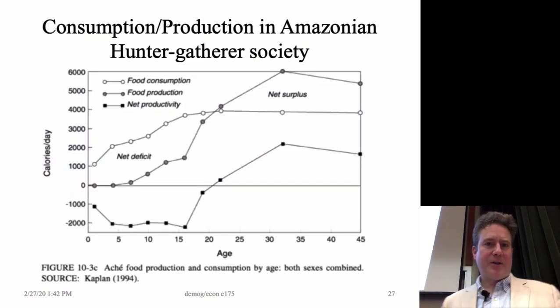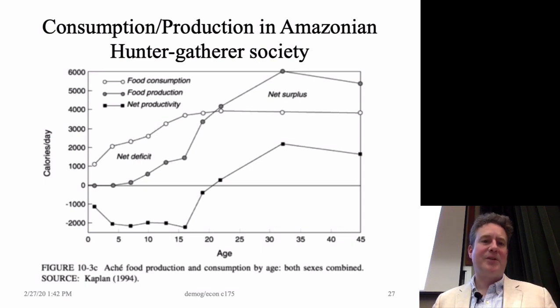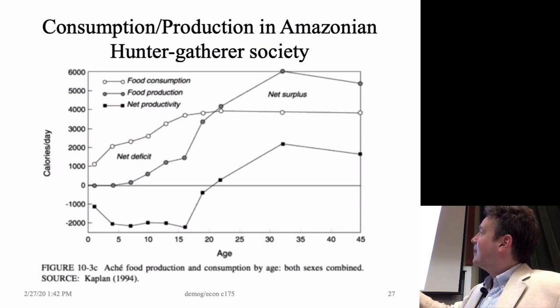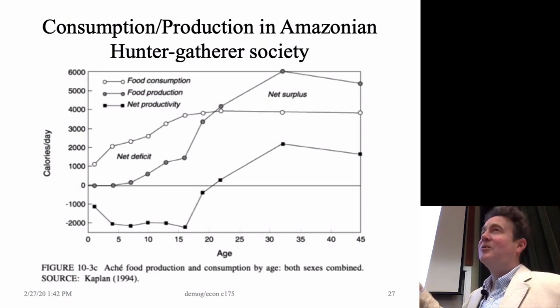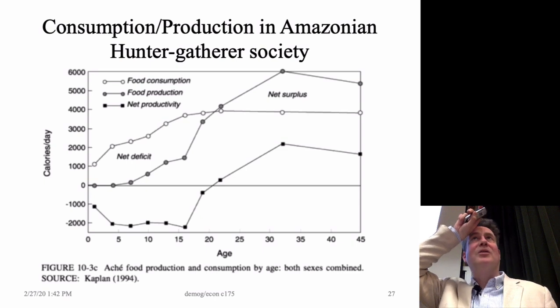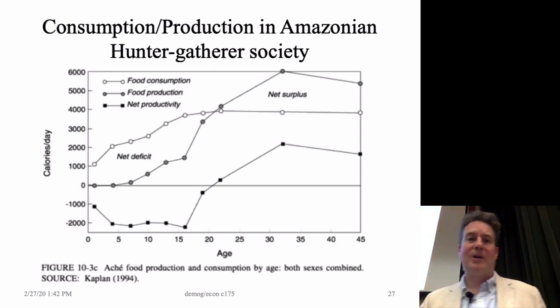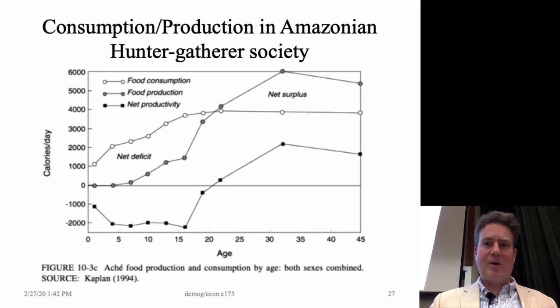Here's a story about Amazonian hunter-gatherer societies. I think I'm beating a dead horse here at this point. It's similar. A net deficit of consumption in excess of production for these ages. And I guess the surprising thing about this is the Ache, who live, I think, in Brazil, or maybe another country, I'm trying to recall exactly which. But just how long the deficit persists in this society, up until age 25 or so, which seems quite a ways for a more primitive society.